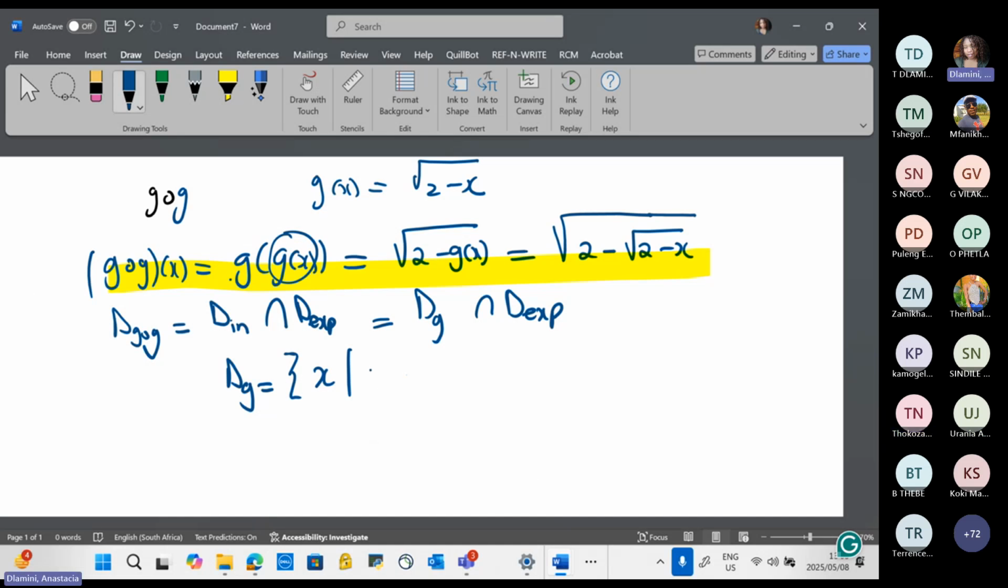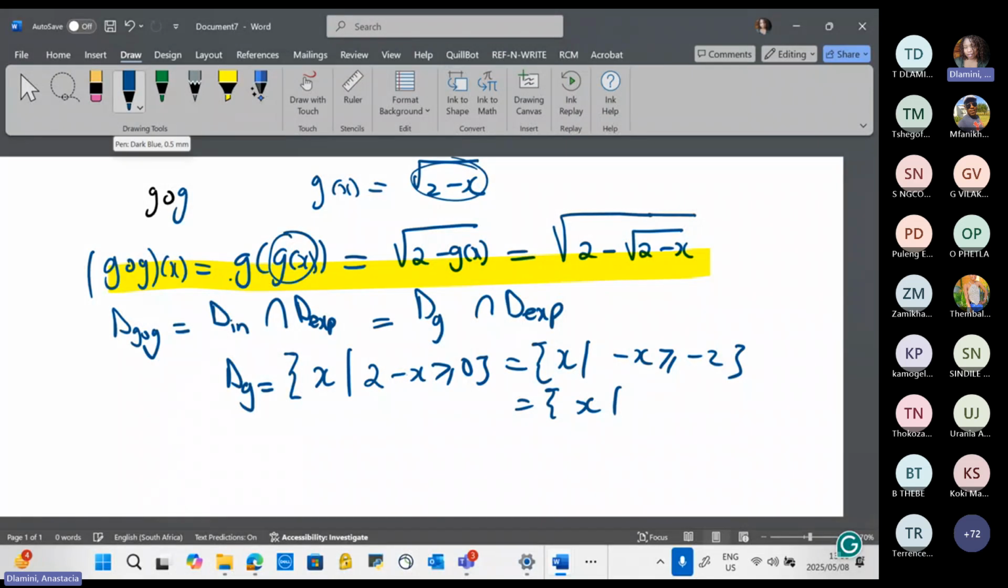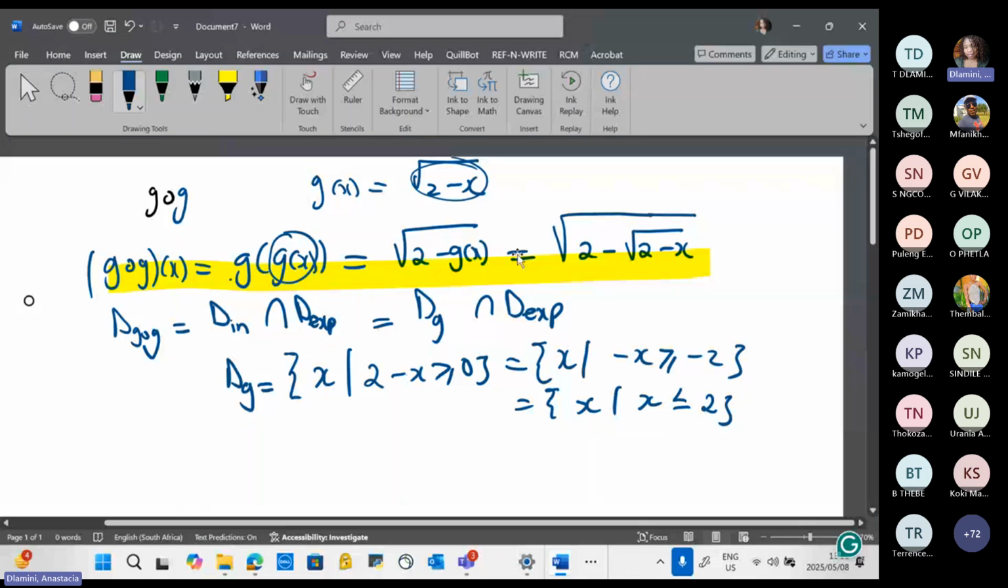Let's do it step by step because this is class. We know that everything under the square root should be non-negative. So 2 minus x should be greater than or equal to 0. Therefore we transpose, and then divide by or multiply by -1, and the sign changes. Are we all together in this boat? Yes, ma'am.